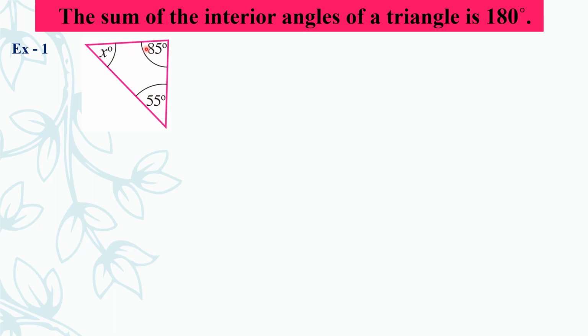X plus sum means එකතු කරනවා නේ, sum එක කියන්නේ එකතුවනේ. X plus 85 plus 55 is equal to 180. This is the result. I wrote this result by using this relationship. Why? The sum of the interior angles of a triangle should be equal to 180. Then interior angles are x, 85 and 55. Then we can take the sum by adding them together. Then x plus 85 plus 55 should be equal to 180. Now you can see we have a simple equation.